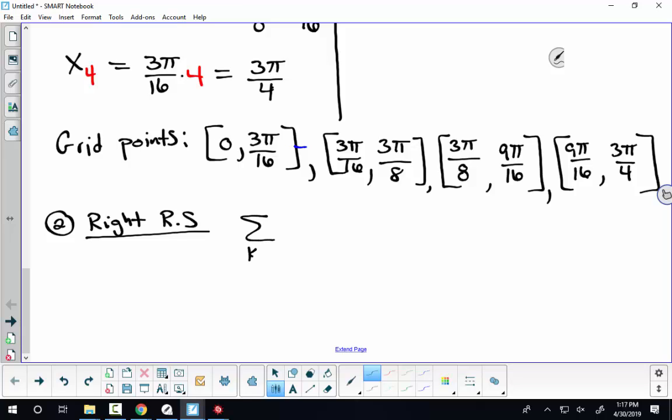As defined above, we go from k equals 1 to n. Our n is still 4. The sum of f of x star, which is a plus k delta x for our right Riemann sum, as we defined that above as well, times delta x. And we know this delta x to be 3 pi over 16.